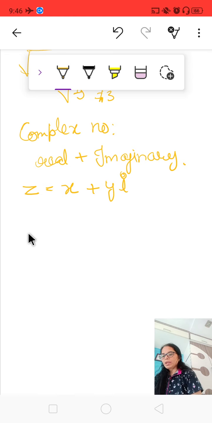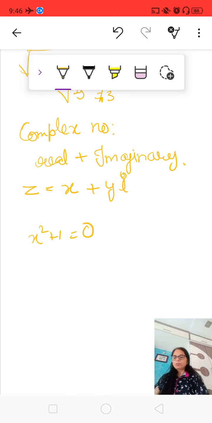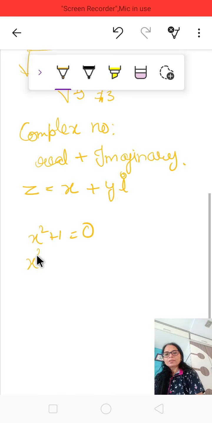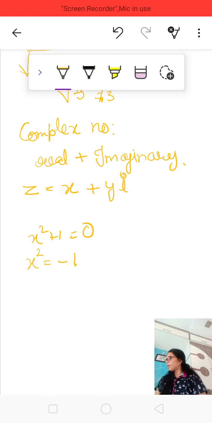सपोज मेरे पास में है यहाँ पे x स्क्वायर प्लस 1 इक्वल टू 0. ठीक है, x स्क्वायर प्लस 1 इज इक्वल टू 0. Now we have x square is equal to -1. कैन यू टेल मी द रिजल्ट कि किस नंबर का स्क्वायर करेंगे तो हमें -1 मिलने वाला है? ठीक है ना. This is the equation.